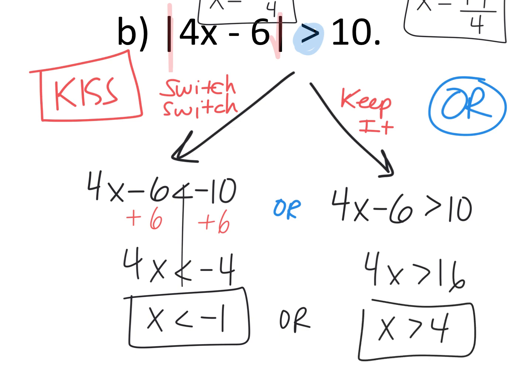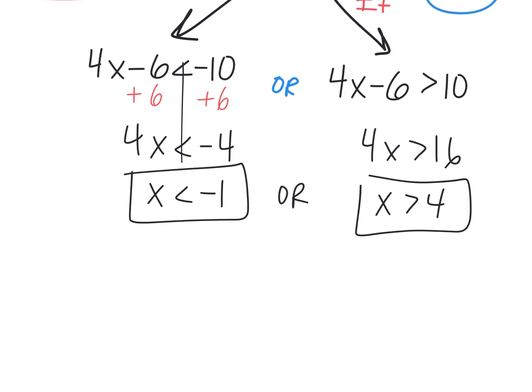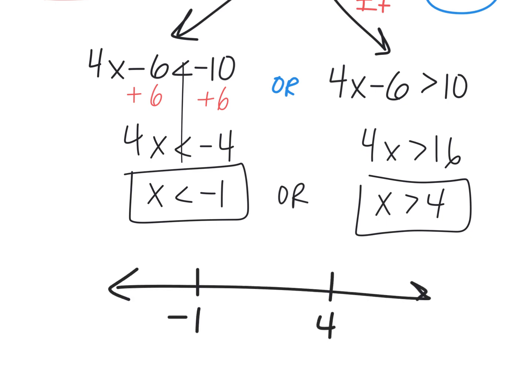Okay, go ahead and graph it, and we're going to do interval notation. So make your little number line. Less than negative 1, greater than 4. We did not do one like this yesterday, and so let's make sure we understand how to deal with an or.